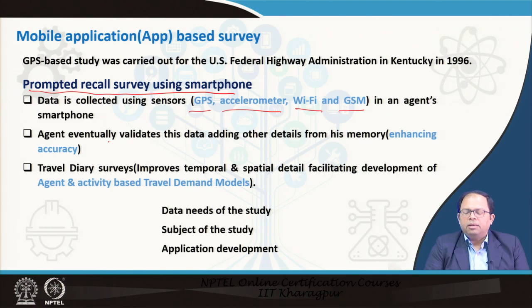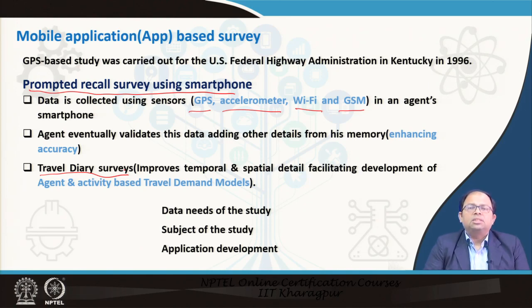For example, we get some prompts sometimes asking how was your experience in this particular shop. Similarly, after we look at the GPS track of a particular user in a particular day, we can ask him why he spent so much time over here, and what he was doing. Accordingly, we can record that information, and that will help us in travel demand modeling. Particularly in travel diary surveys, this comes in very, very handy. And this kind of service improves the temporal and spatial detail of the survey.